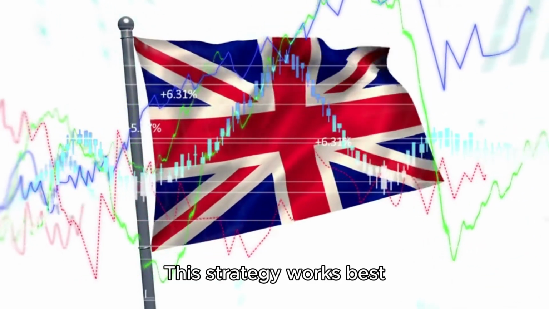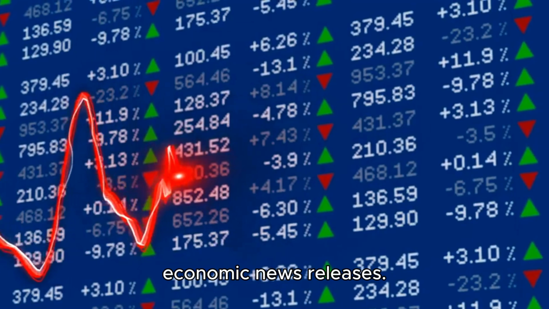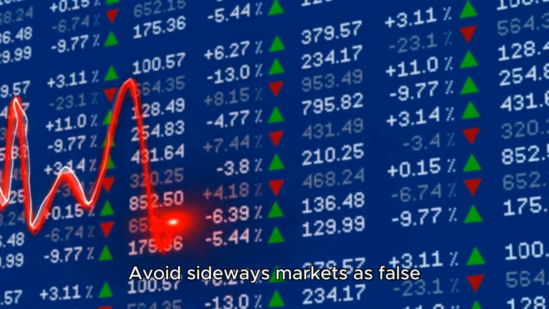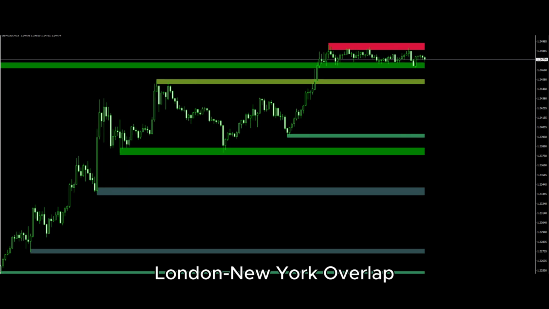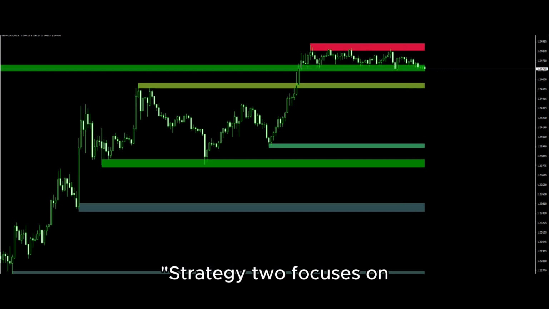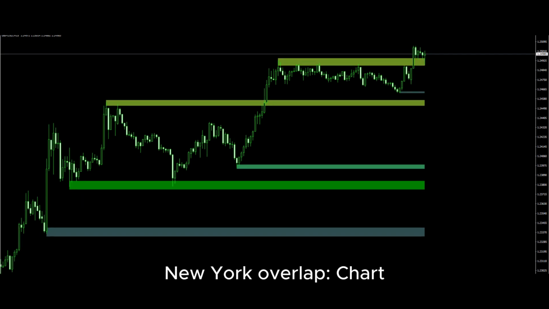Pro tip: this strategy works best during high volatility periods, like UK economic news releases. Avoid sideways markets as false signals are more frequent. Breakout scalping during London-New York overlap. This strategy focuses on breakout scalping during the high volatility London-New York overlap.